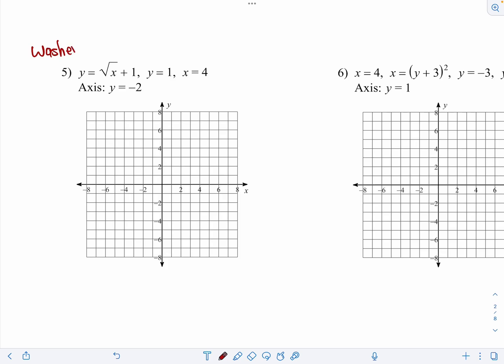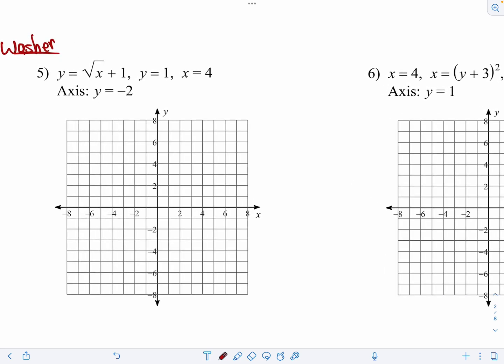Here is a washer method one. The radical y equals square root of x plus 1. Square root of x is kind of like that bent piece, but I'm shifting everything up 1. 1, 2, 3, 4, and then I go up 2. Here's the square root of x plus 1.